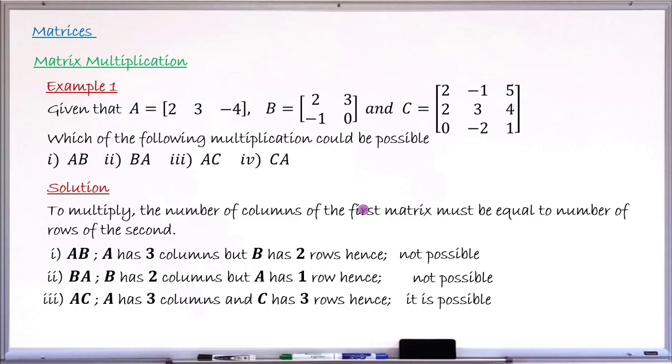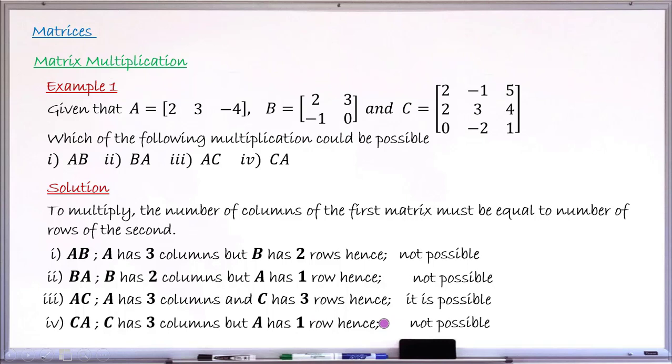And moving to the last one, number 4, we have to perform C times A. So matrix C has 3 columns, 1, 2, 3. And the matrix A has 1 row only, and 3 is not equal to 1, then you cannot do this multiplication, hence it is not possible. This is how we answer this very question. It's just trying to test us on the conditions of the multiplication of two matrices.